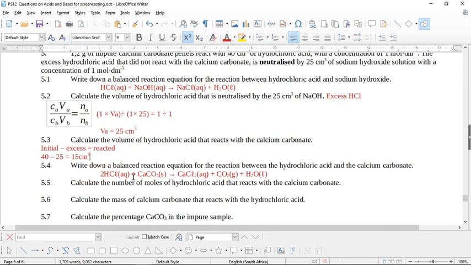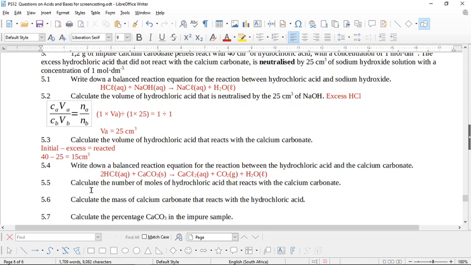Now it says to you, write down a balanced reaction equation for the reaction between the hydrochloric acid and the calcium carbonate. This is an acid plus a metal carbonate, which gives you a salt, carbon dioxide, and water. So here's my hydrochloric acid, here's my calcium carbonate, here's calcium chloride. Calcium has a valence of 2, so you need 2 chloride ions to balance the calcium. Carbon dioxide and water. So to balance this, you need 2 hydrochloric acid per 1 calcium carbonate.